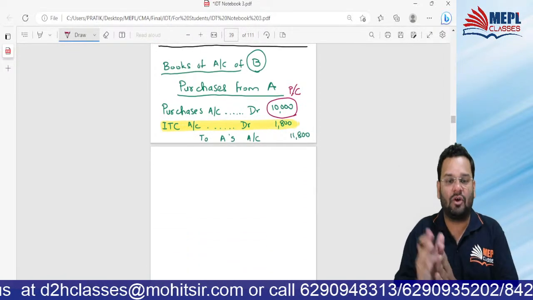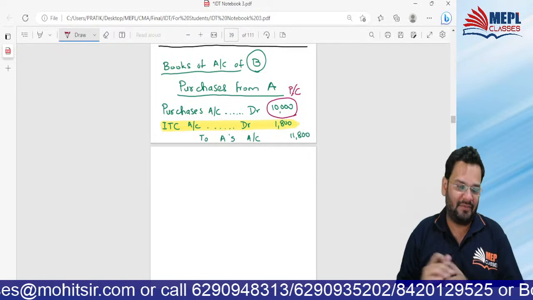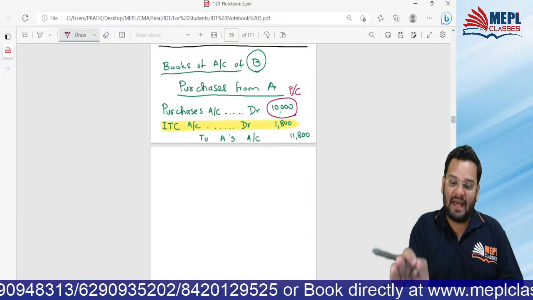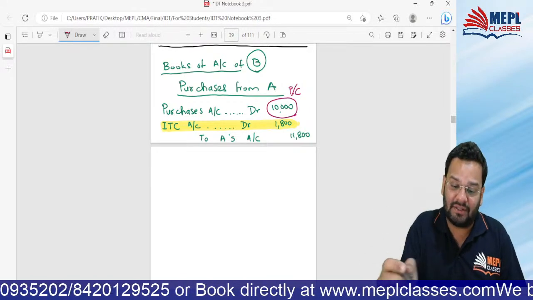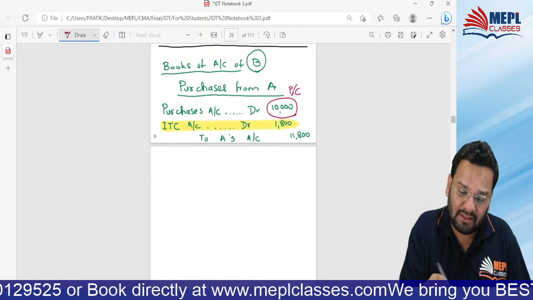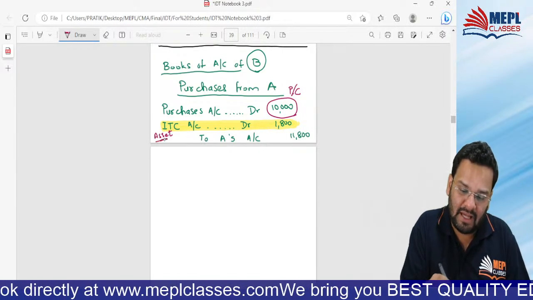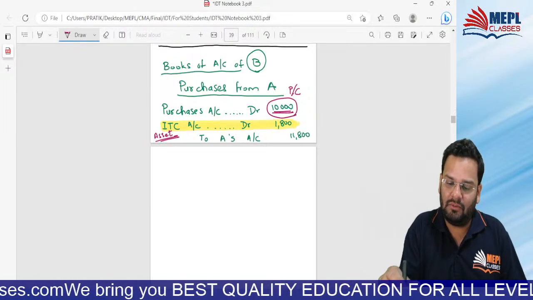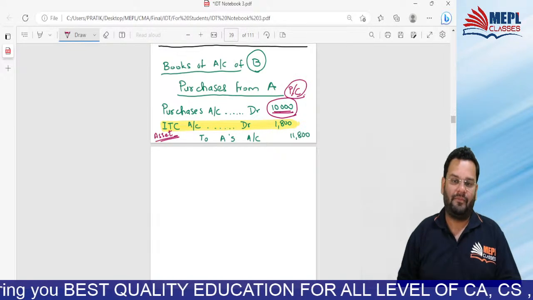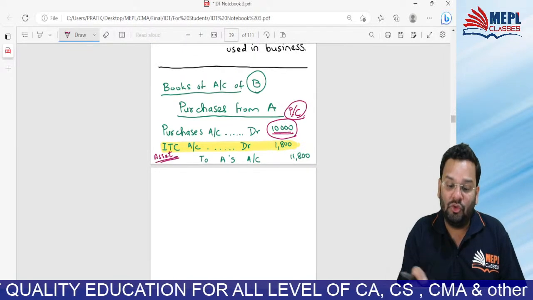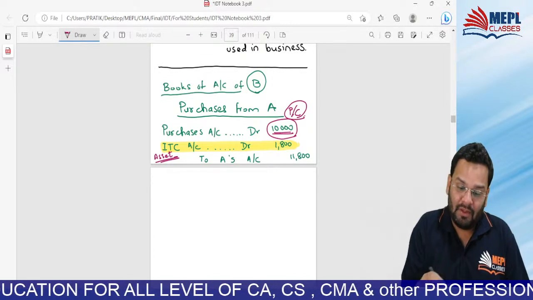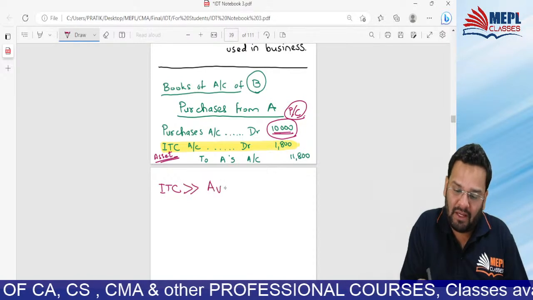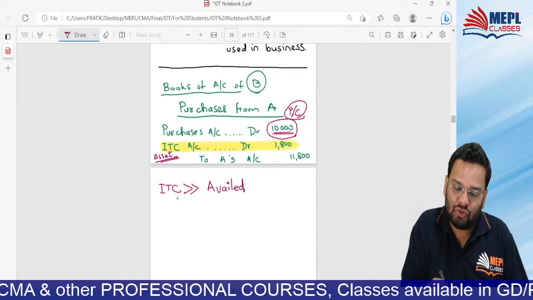So similar entries, of course, C will also pass in books of accounts. So this way, I have proved to you that there is an asset of 1,800 getting generated. So this ITC is your asset. This 10,000 is your cost. Of course, you use this asset for what? This ITC is to be availed.